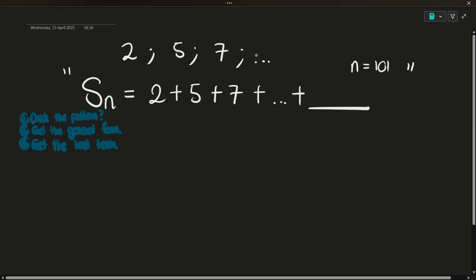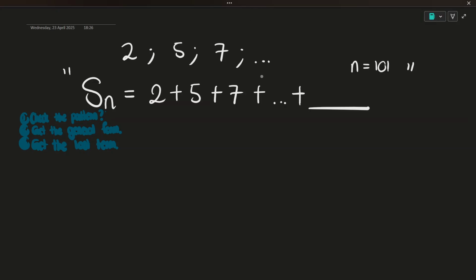So now, let's start with the first step. We are going to check this pattern. So we have 2 plus 5 plus 7. Usually, you always check if it's an arithmetic pattern first. And if it is an arithmetic pattern, then our life is a bit easier. So 2 goes to 5, 5 goes to 7. Hmm. Let's change that 2 to a 3. So, yes, now 3 goes to 5 and 5 goes to 7.